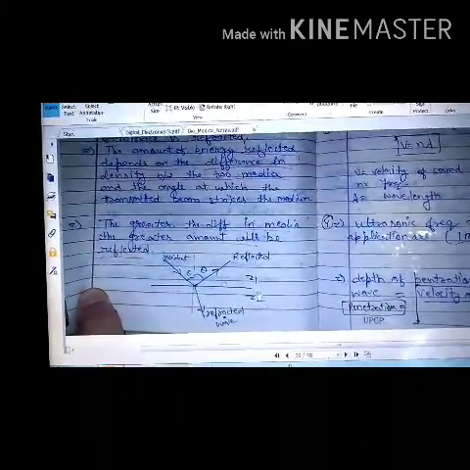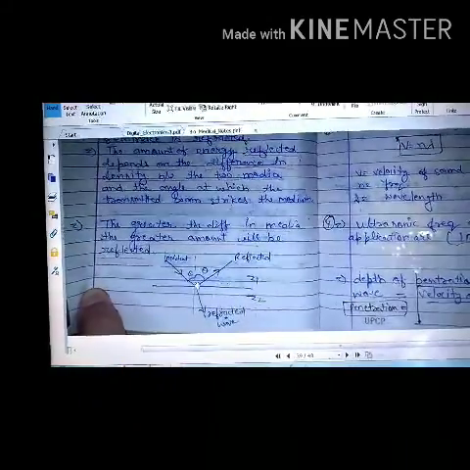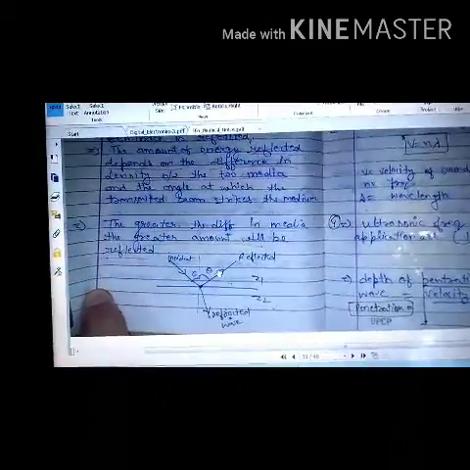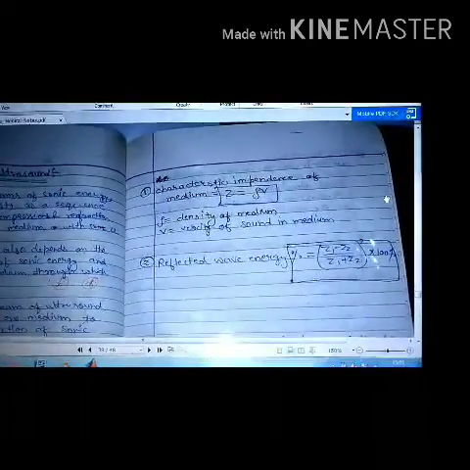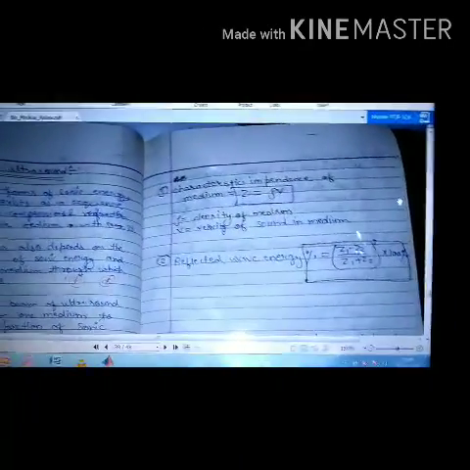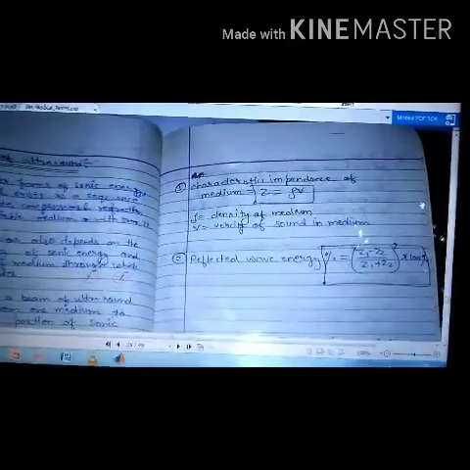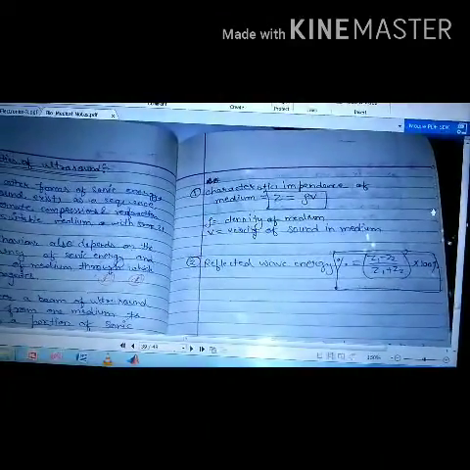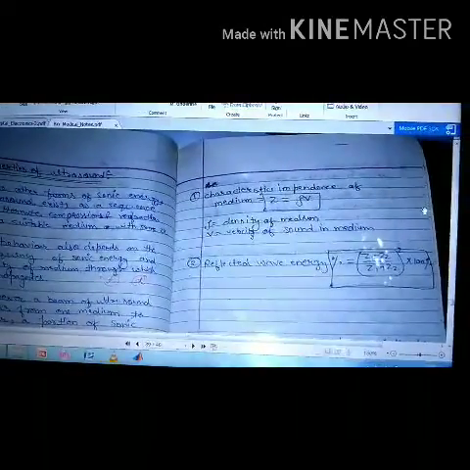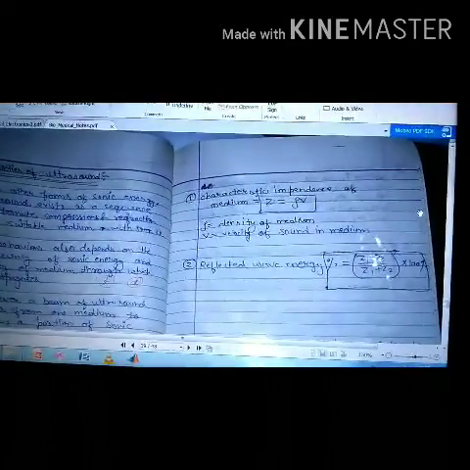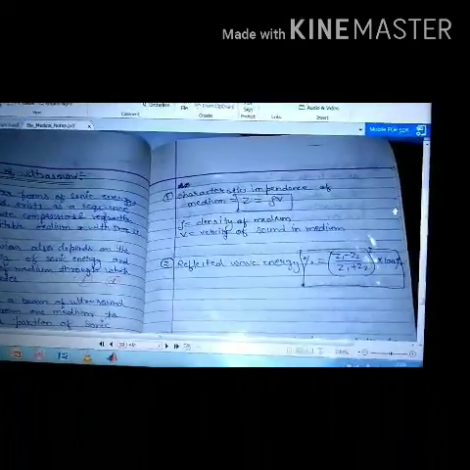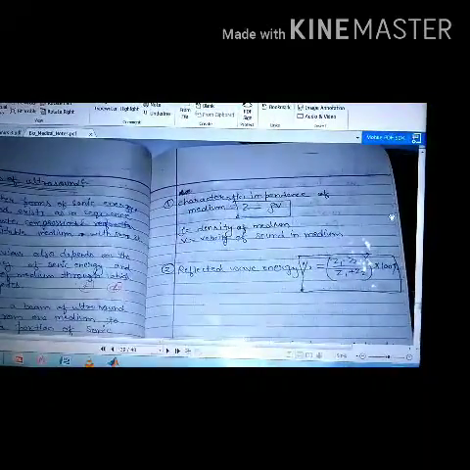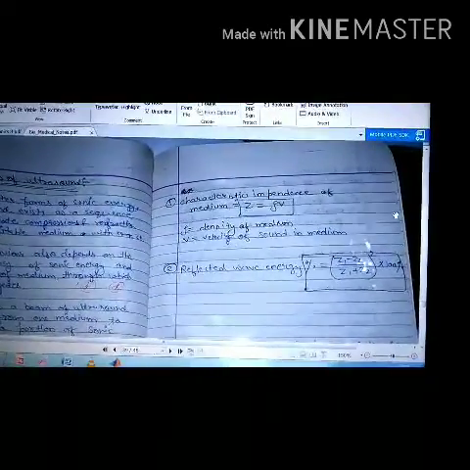Where Z1 is one medium, Z2 is the other medium, and the angle of incidence is theta, then the angle of reflection is also theta. Based on this we can calculate the characteristic impedance of the medium, which is given by Z, and it is equal to rho V, where rho is the density of the medium and V is the velocity of sound in the medium. The reflected energy in the form of percentage is given by (Z1 minus Z2) whole upon (Z1 plus Z2) whole squared, into 100%.